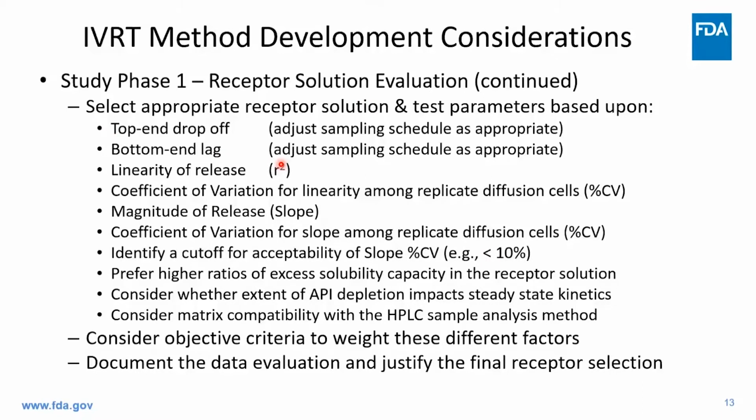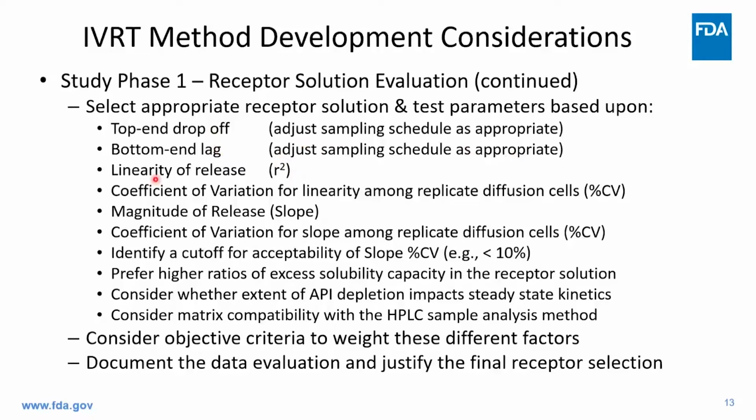And in either of these scenarios, you can either remove the last sampling time point or the first sampling time point and adjust your sampling schedule so that you really are in the most linear steady state kinetics region. Now, one of the challenges is sometimes you can have curvature and it still meets an R-squared criterion of 0.9, because that's incredibly generous.